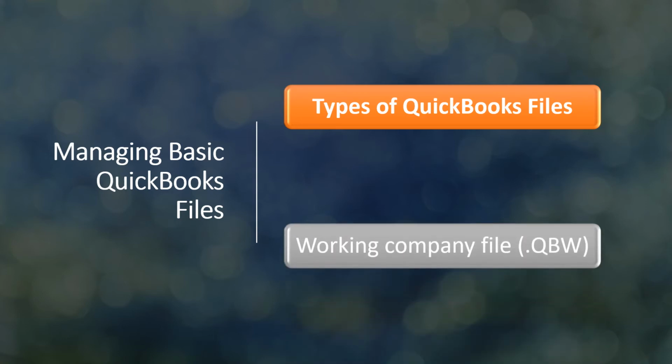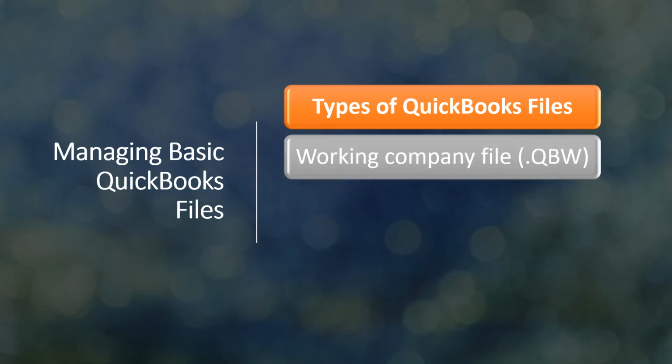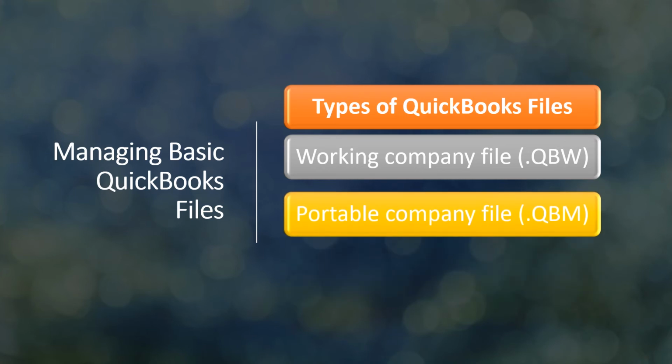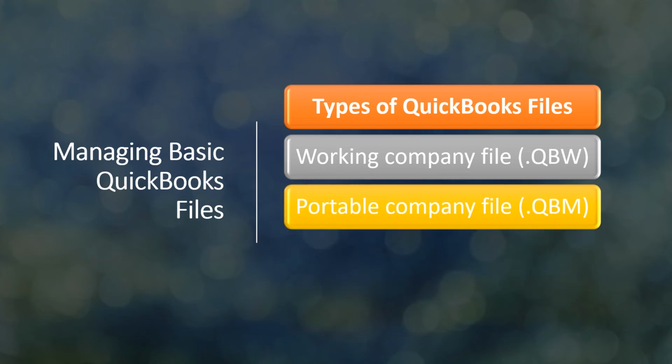The working file is the company file, QBW extension. It is not compressed and contains all your company data. A portable company file, QBM, is a compressed company file that must be decompressed or restored before it can be used. This is a convenient way to send company information by email. However, it is not a backup. It does not validate the file's integrity before compressing it.